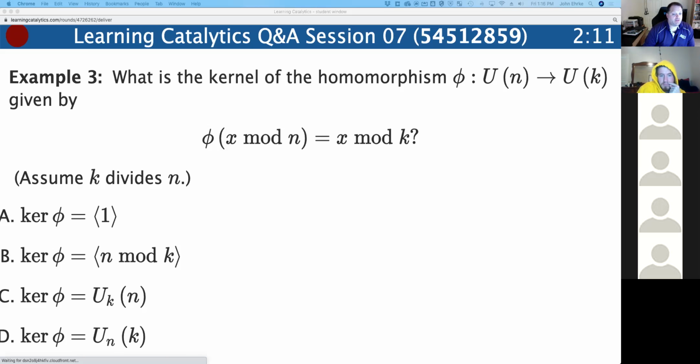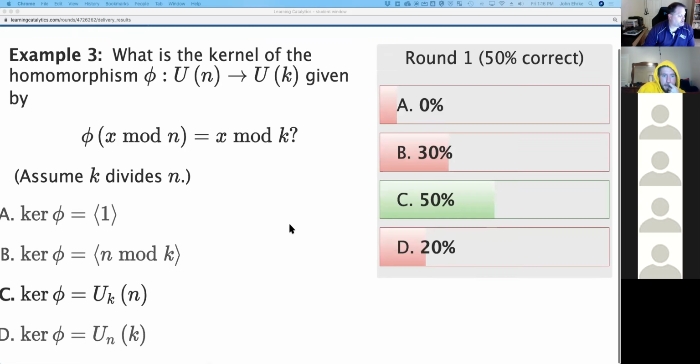All right, most of you have answered. This one was a little trickier for y'all, not surprised. The correct answer is C. This is the set of all elements that are relatively prime to n, but are equivalent to 1 mod k.